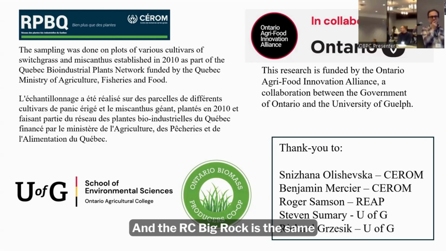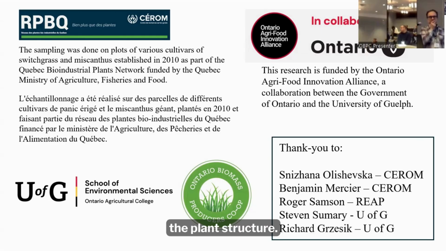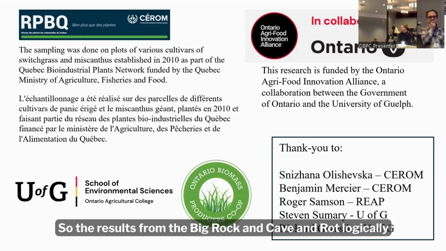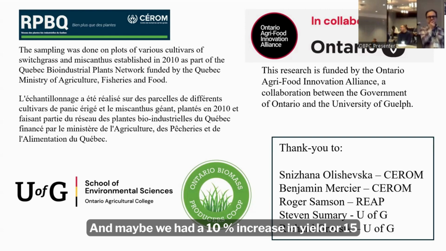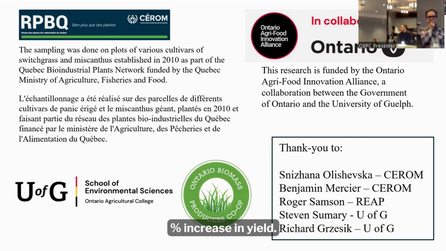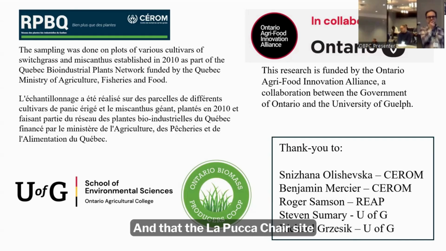The RC Big Rock is the same genetics as Cave-in-Rock. We bred it, but we didn't dramatically change the plant structure, so the results from Big Rock and Cave-in-Rock should logically be pretty close. Maybe we had a 10% or 15% increase in yield. So I think it's a pretty credible piece of research to support the existing understanding that variety is not really impacting soil carbon very much.